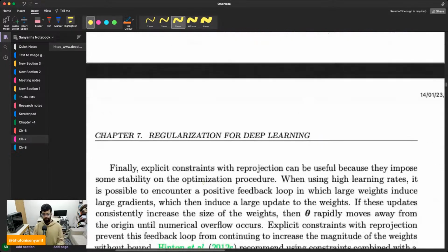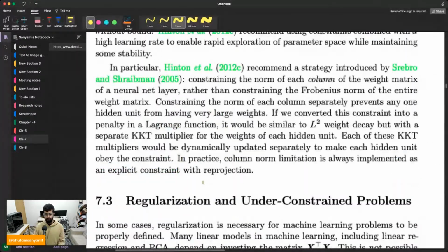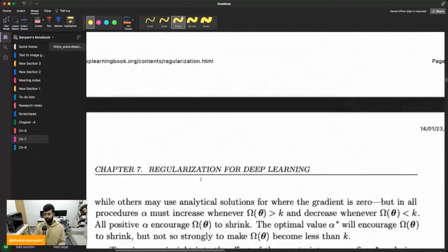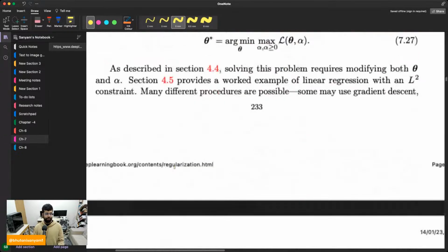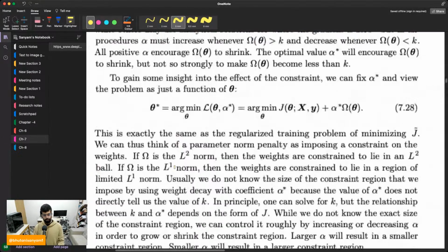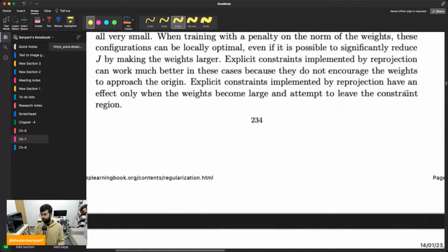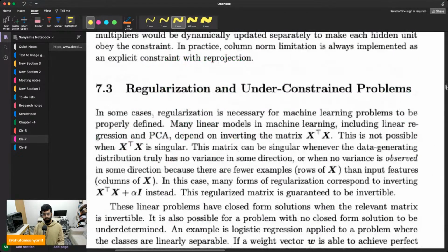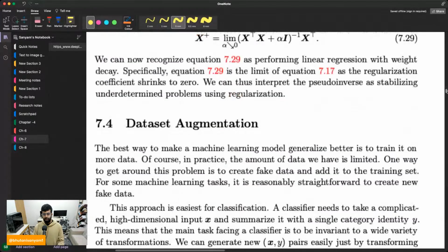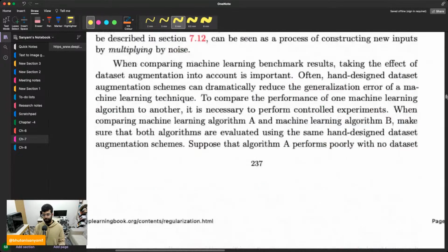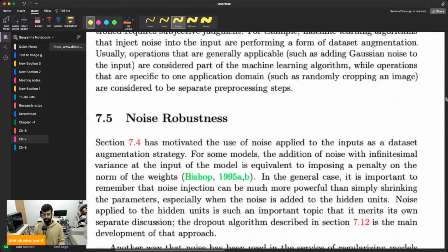Here they talk about the constrained optimization for this approach. Again, it's just the mathematical definition, so I'll skip past it. After this, they talk about dataset augmentation, which I've also briefly introduced, and I think that was good enough. So I'm again skipping forward.